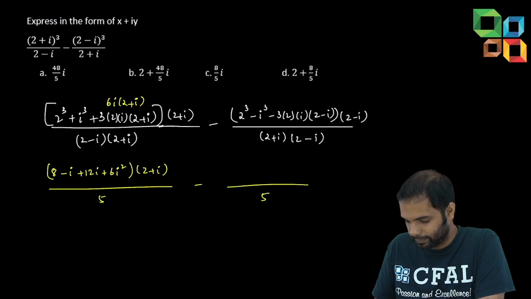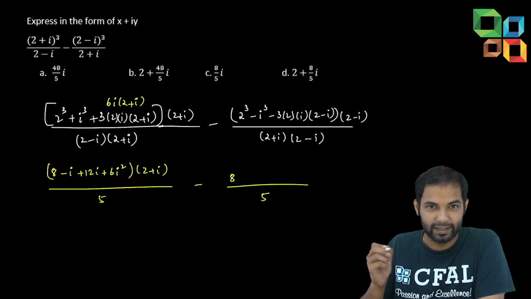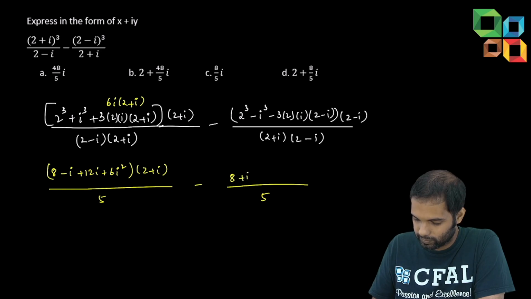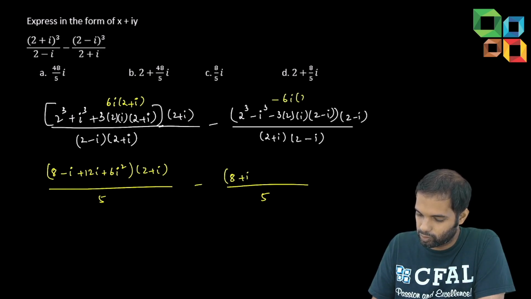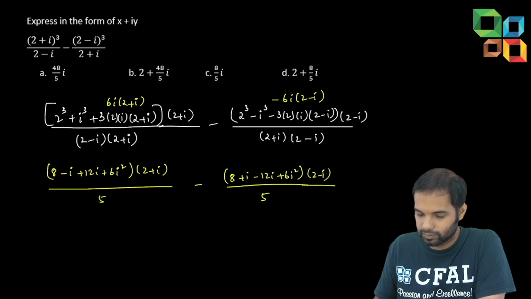Other side. Again, denominator is same. Numerator: this is 8 minus i cube. So it's minus i, so it will become plus i. Fine. Again, this is minus 6i into 2 minus i. So it will be minus 12i plus 6i square, into 2 minus i.